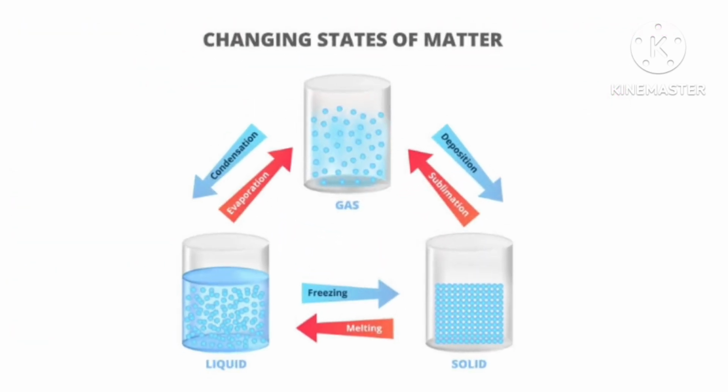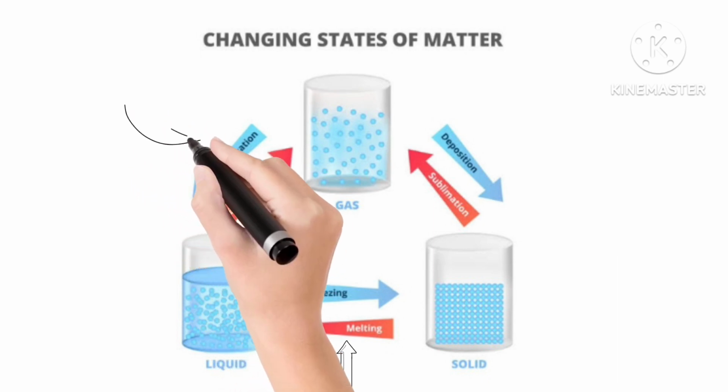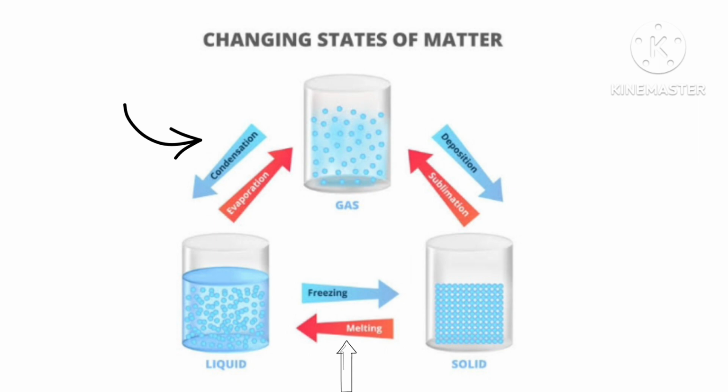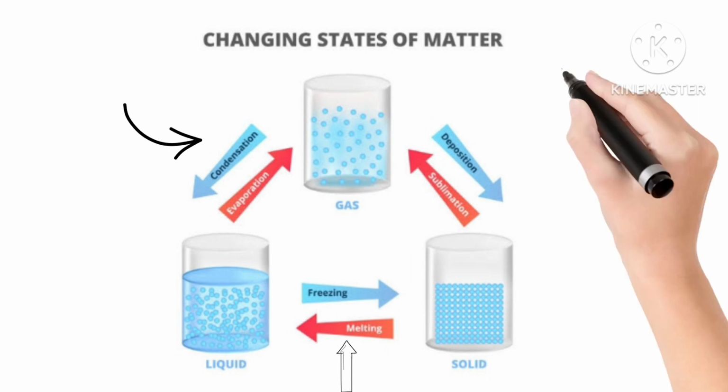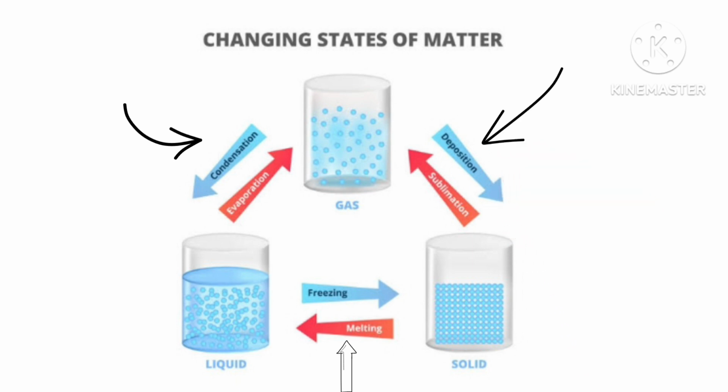Change of state of matter. So you can see the solid through the process of melting changes into liquid, and again through the process of freezing, liquid changes into solid. Similarly, liquid changes into gas through the process of evaporation, and gas again changes into liquid through the process of condensation. Similarly, solid changes into gases and vice versa directly through the sublimation process. It can also be known as deposition.